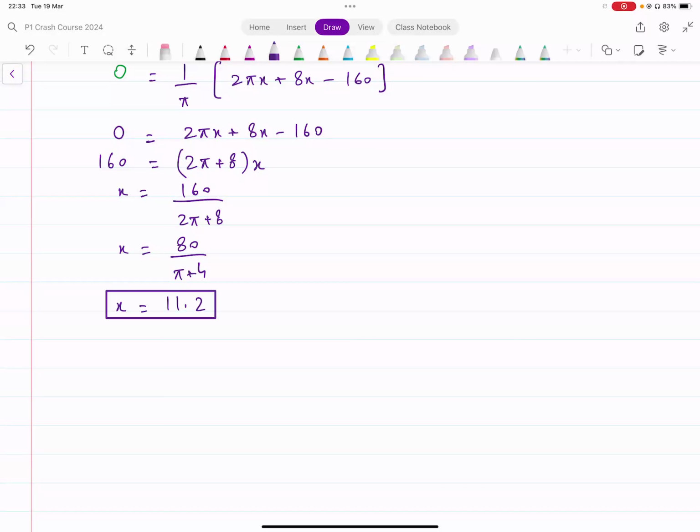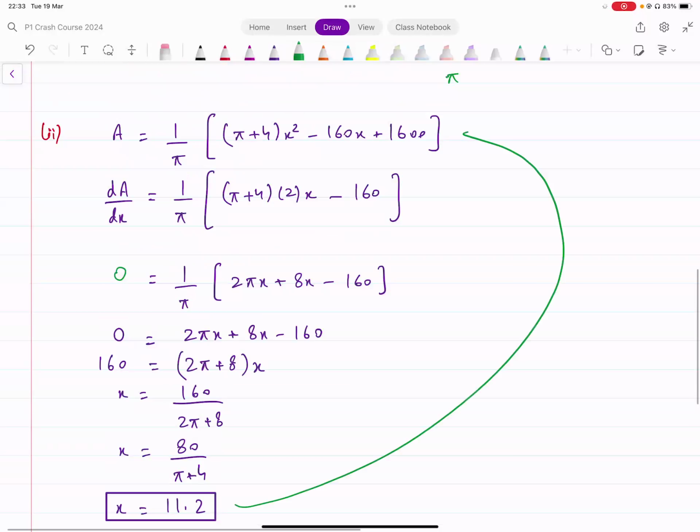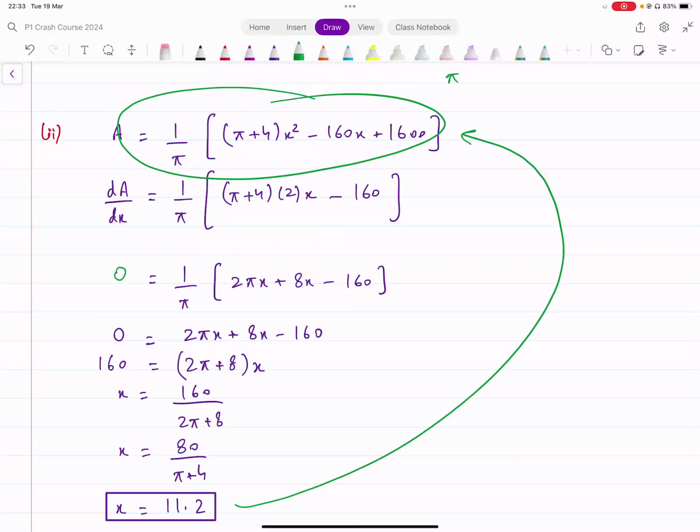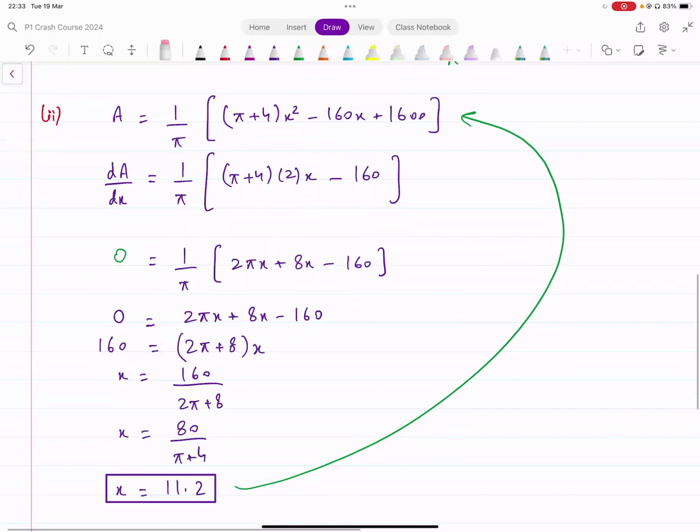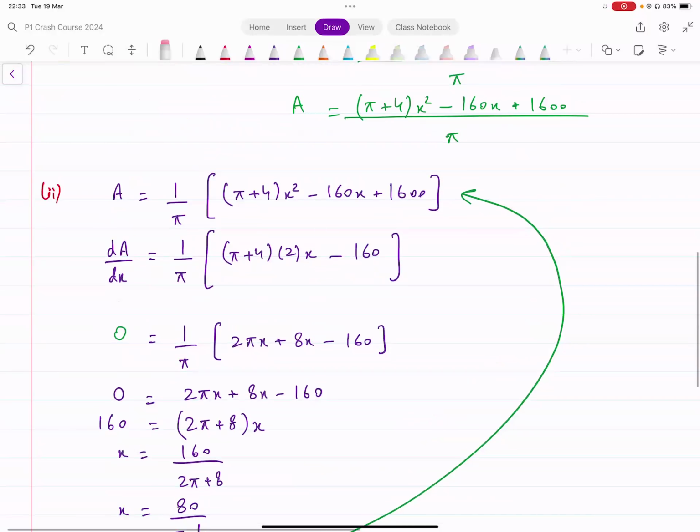This is what we're looking for. This is the value of x at which A has a stationary value. Now, if they asked you to find that stationary value of A as well, you would just input this value of x in this function, and you get that corresponding value for A as well. But they haven't asked for that in this question, so we'll just leave it like this. x equals 11.2, that's what we were looking for.